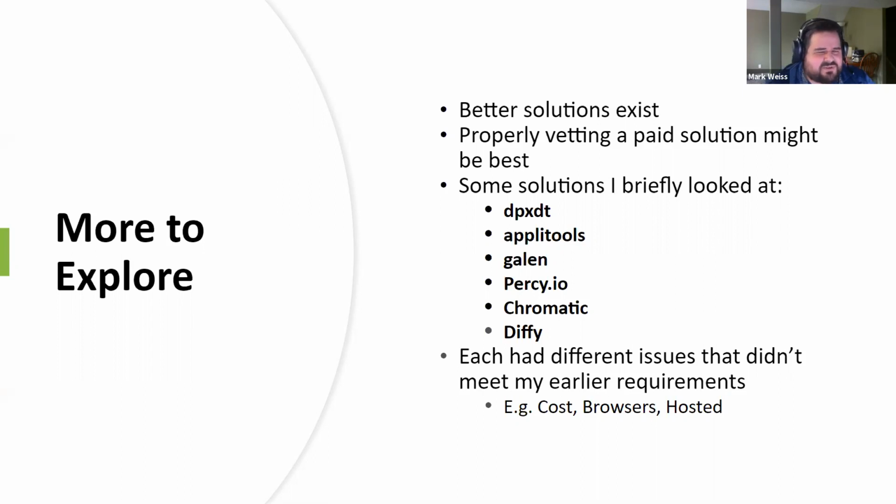DPXDT, Applitools, Galen, Percy.io, Chromatic, Diffy. Each have their own different issues though, which is why I built my own. Cost, where the images are hosted, browser compatibility. But there are also a lot of other free libraries written for other UI automation. Like I said, I used ImageMagick with Selenium, and of course you could use it with whatever, but I did find with a quick search that there are dedicated libraries for visual diffing with TestCafe or Cypress.